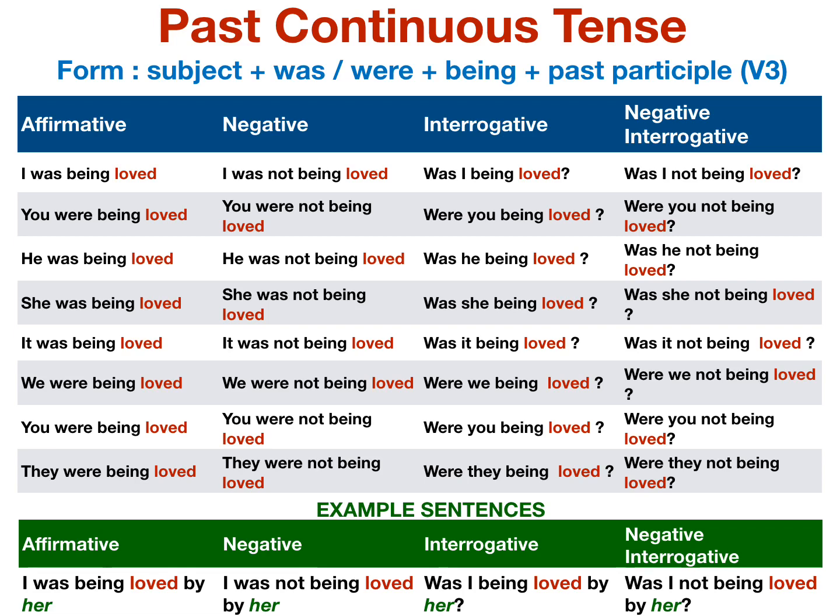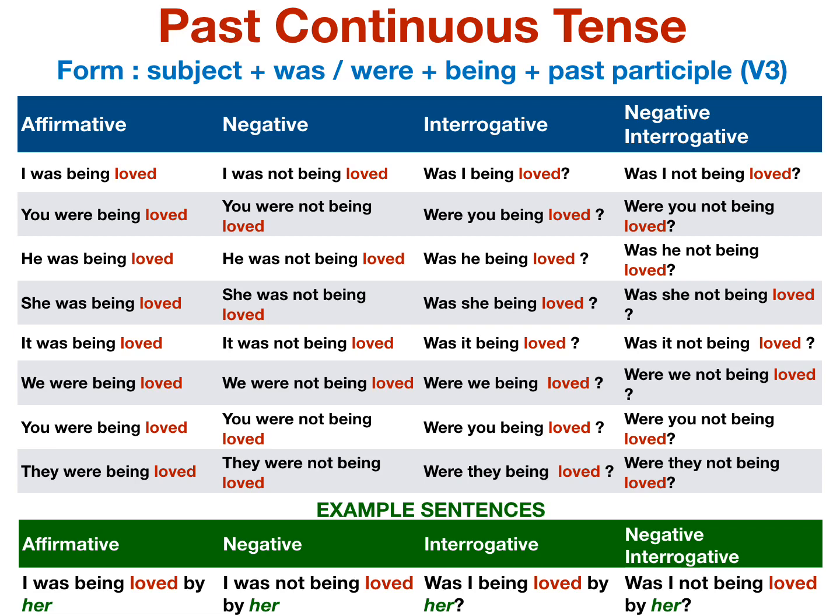He was being loved. He was not being loved. Was he being loved? Was he not being loved? She was being loved. She was not being loved. Was she being loved? Was she not being loved? It was being loved. It was not being loved. Was it being loved? Was it not being loved?